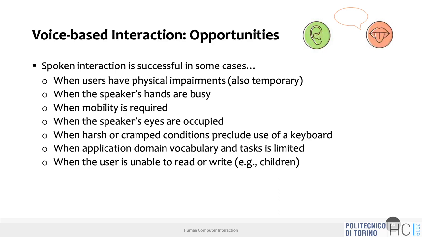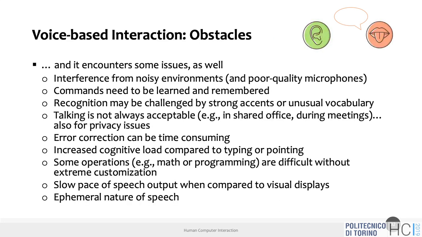Again, also when the user is unable to read or write, not only for impairments, but also, for instance, because it's a child. They are children. They can maybe interact with a computer system without reading or writing, but just speaking. So these are cases in which spoken interaction was successful in general. And obviously, it also encounters some issues that the designer of a computer system should tackle in designing the system.